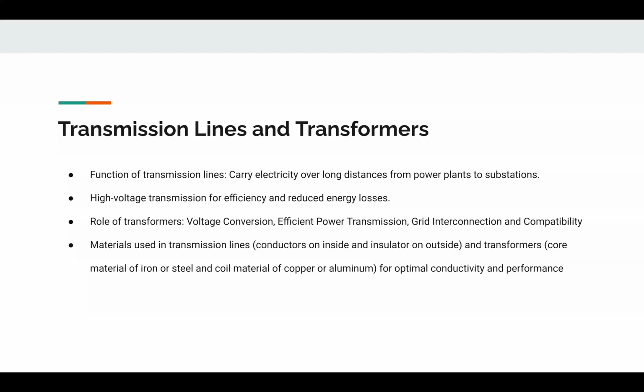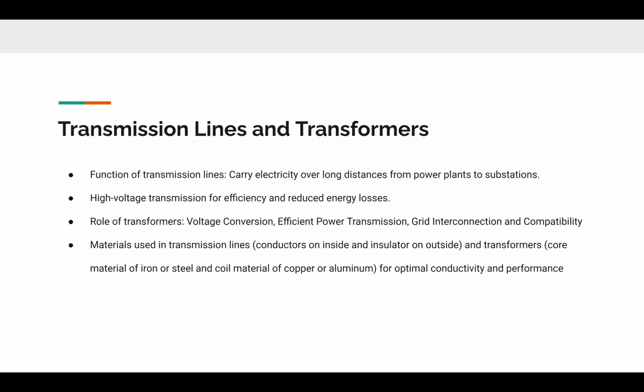Some of the roles of transformers in this process are voltage conversion, efficient power transmission, and grid interconnection and compatibility. And all these factor into the safety and efficiency of transferring electricity over long distances.